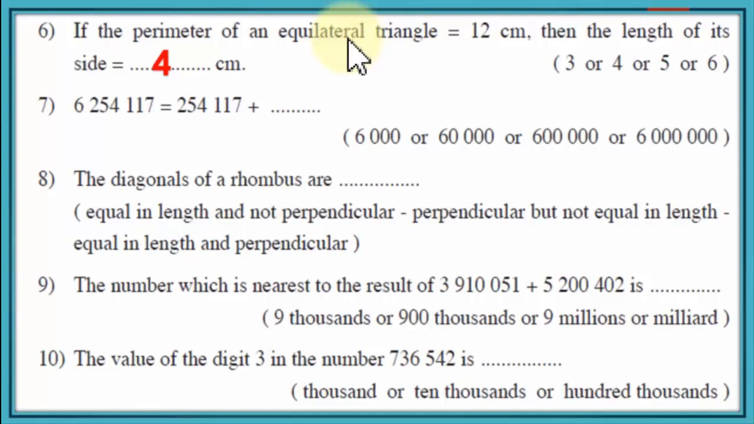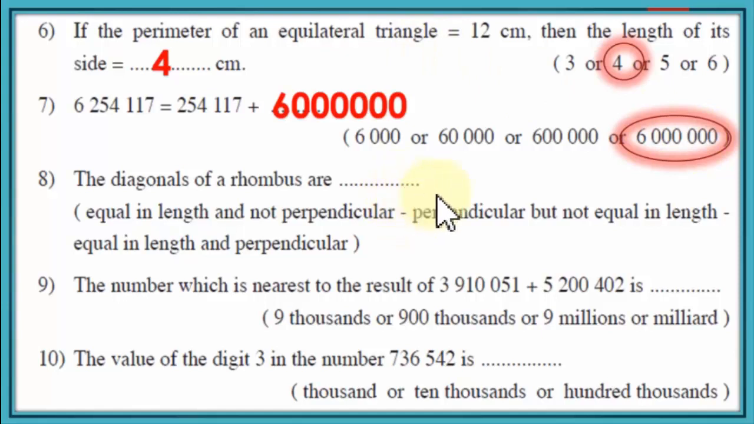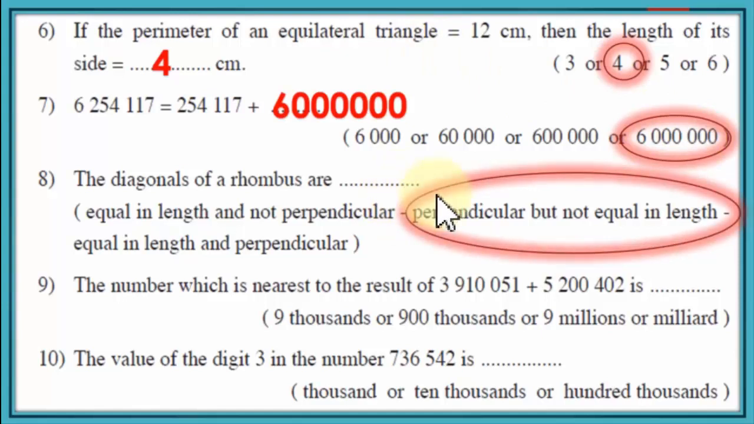Now 6,254,117 equals 254,117 plus, well done, 6 million. Are perpendicular but not equal in length. The number which is nearest to the result of 3,910,051 plus 5,200,402 is 9 million.